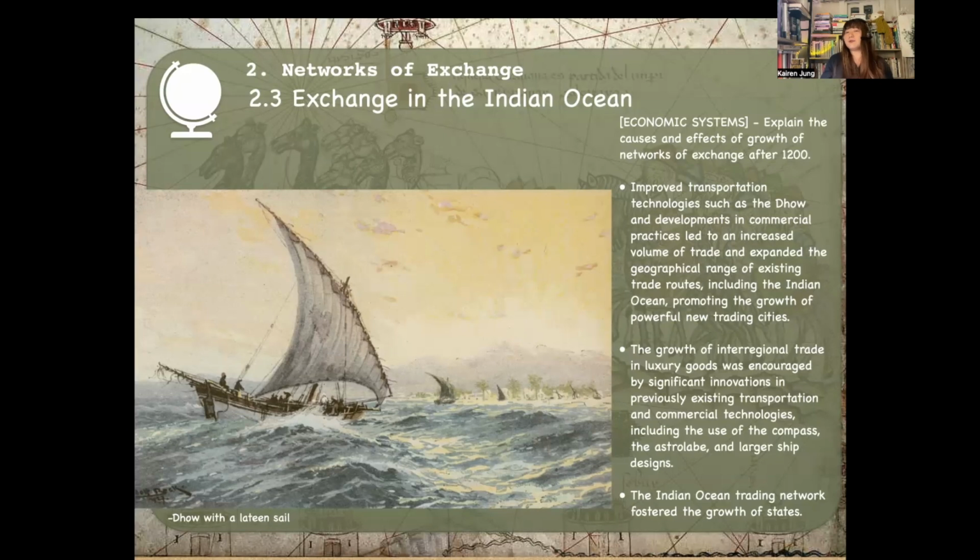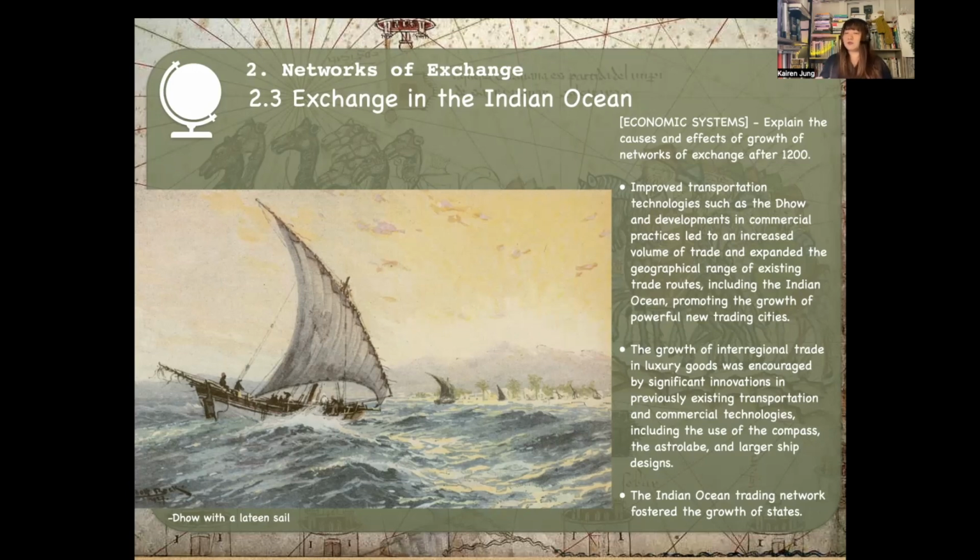When we look at the economic systems, we really want to look at how improved transportation technologies like the dhow with the lateen sail and developments in commercial practices led to an increased volume of trade, expanding the geographical range of existing trade routes, including the Indian Ocean, promoting the growth of powerful new trading cities.